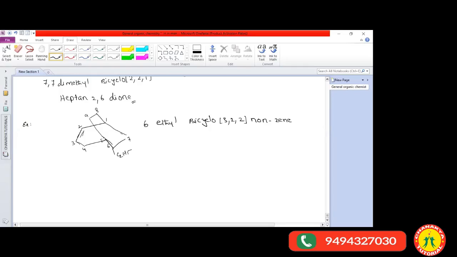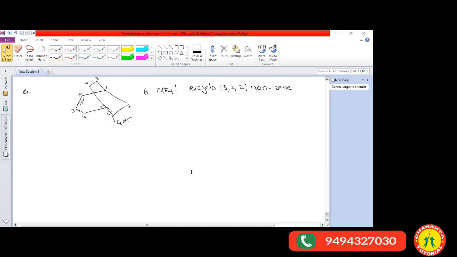After the bicyclic compounds, next we have the IUPAC nomenclature of spiro compounds. So which compounds can we call spiro compounds?